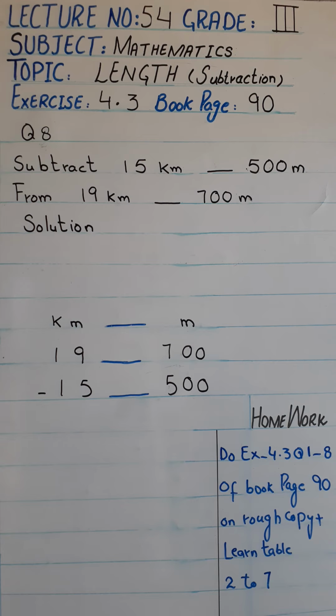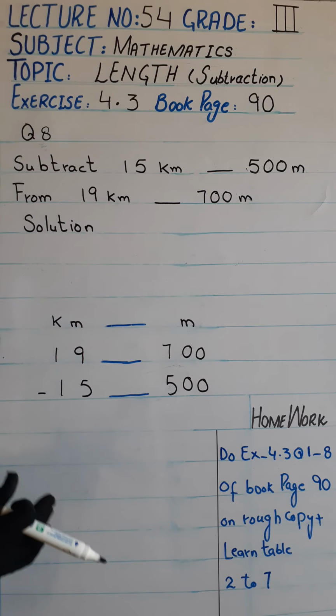And if you write the smaller number at the top and subtract the greater number from the smaller number, then your answer will definitely be wrong. Okay? Clear? So we arrange the numbers. Now we start subtraction.